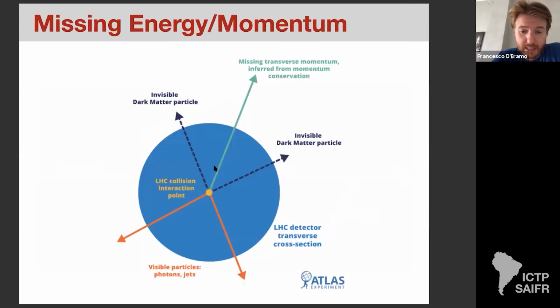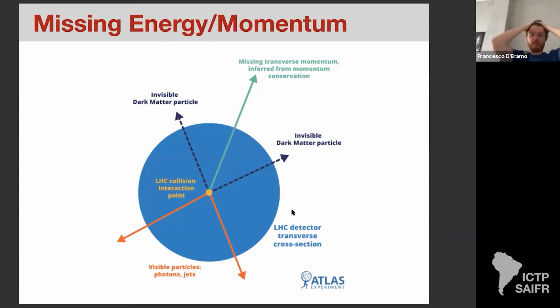So here there is a nice picture from the ATLAS collaboration. I have another one from the CMS, just to be fair, in the next one. So this is a view of the transverse plane. You have to imagine the beam axis entering your screen. And then you see that you produce in these collisions 4 particles. The orange ones are visible. At this moment, you don't care what they are. They could be photons, jets, but they're visible. And the dashed lines are a pair of dark matter particles that are invisible.